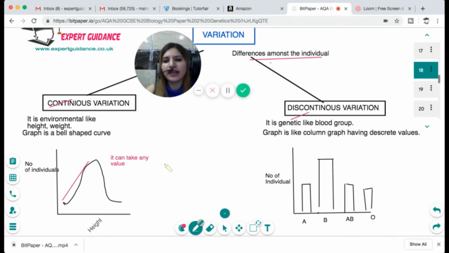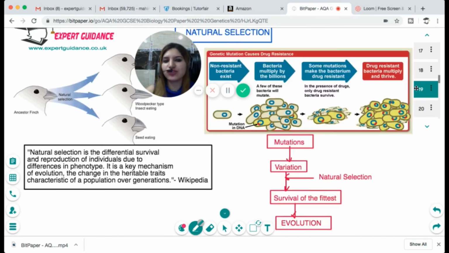On the other hand, if I try to plot the different blood groups in your class, I can only get 4 sets: A, B, AB, O. Since blood group is genetic, it can take only fixed values. This kind of variation is known as discontinuous variation. So discontinuous is genetic, whereas continuous is environmental. Continuous can take any value, whereas discontinuous can take only discrete values.